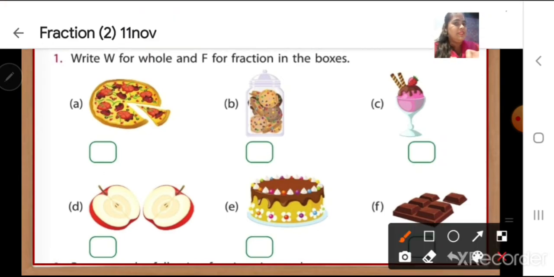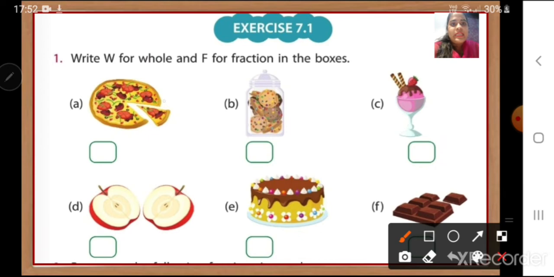The first one is pizza. So pizza, here you can see there is one piece out, correct? So that means it is a part because it is divided. So we will write here F, fraction. B1 is cookies, right? So all the cookies are inside the jar, intact as a whole. So B1 is W, whole. C1 is ice cream. Now ice cream also no one has eaten it, right? So that means it is whole.